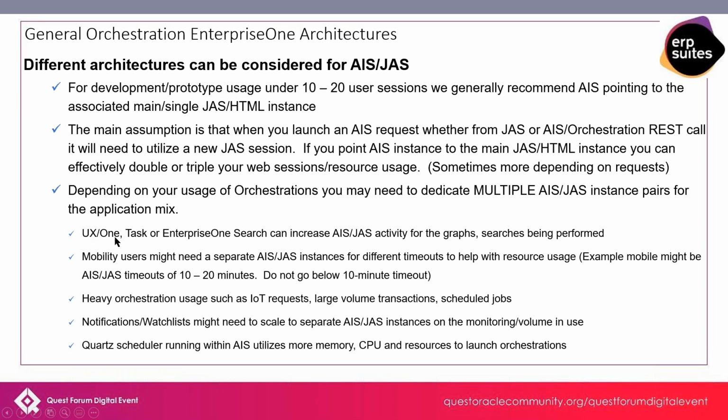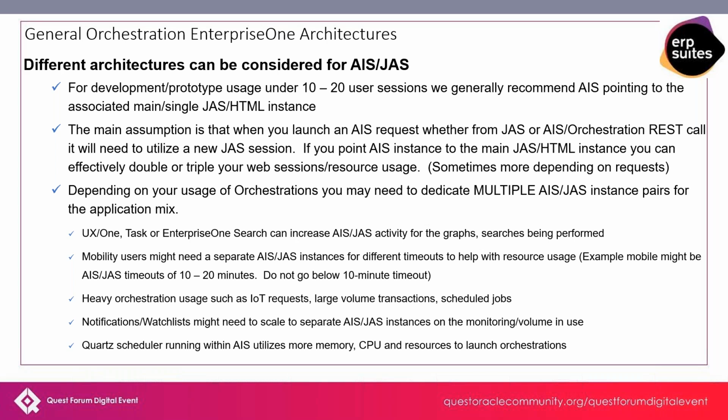So if you use UX1 or the task or EnterpriseOne search, there's a lot more activity there for it to pull up those graphs or for any of the task or E1 searches that you're doing. So if you use that extensively, you might decide for my users web instance, I want a dedicated AIS secondary JAS server for that activity. Then let's say we've got some customers that have several hundred mobility users out there, you may want to go ahead and have a separate AIS JAS instance for that, along with different timeouts.